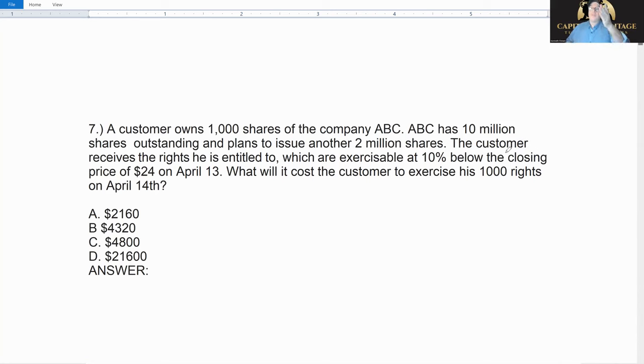So I'm going to increase my shares by 20%. So he has 1,000, so now add 20% to that. They had an extra 200. So we're going to buy another 200 shares.